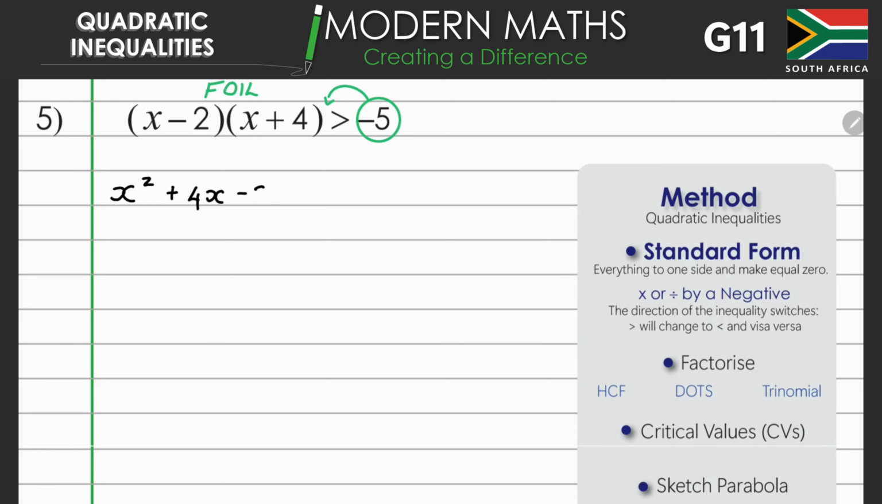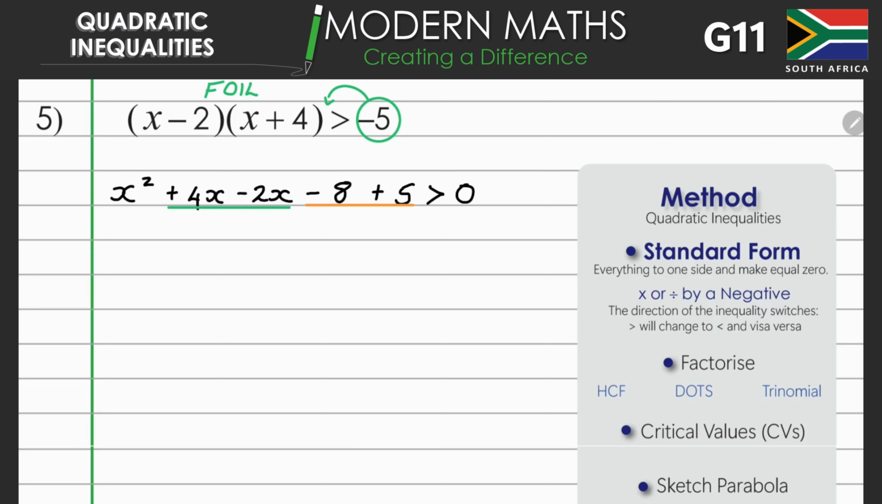So first 2 is x squared, outer 2 is plus 4x, inner 2 is minus 2x, and then the last 2 will give me -8. Bring the 5 over, it becomes plus 5. Inequality still points in the same direction. Nothing happened over there. Next, I'm going to direct my attention towards the like terms.